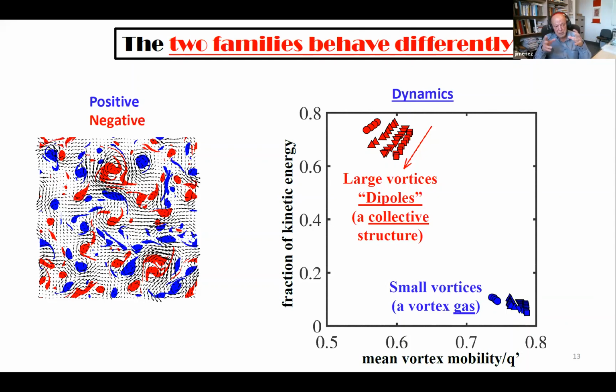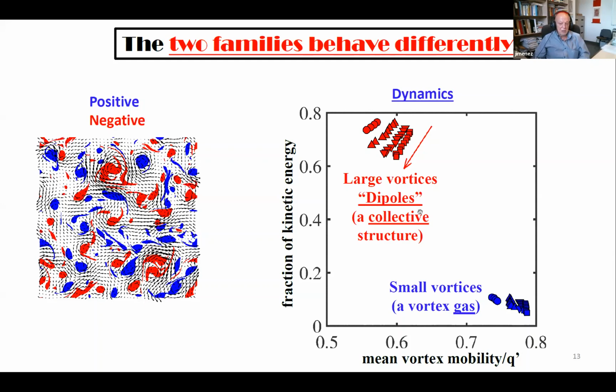by the flow? And you see the small vortices, they act like a vortex gas. They move quite fast, but they carry no kinetic energy. The large vortices have all the kinetic energy and they're moving slowly, or at least comparatively slowly with respect to the RMS velocity of the flow. You look at where the dipoles are, all the dipoles are in these large vortices, things like this, these two things here, these two things there, this positive, this negative here.